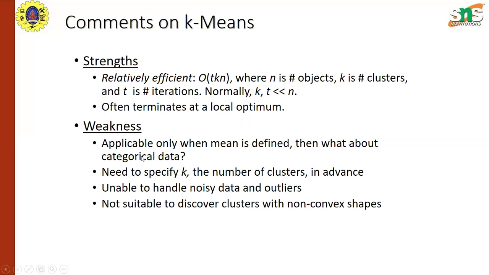The main weakness is that it is applicable only when a mean is defined. Then what about categorical data? We need to specify k, the number of clusters, in advance. It is unable to handle noisy data or outliers, and it is not suitable for discovering clusters with non-convex shapes.